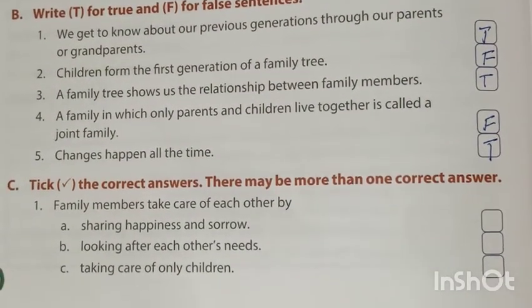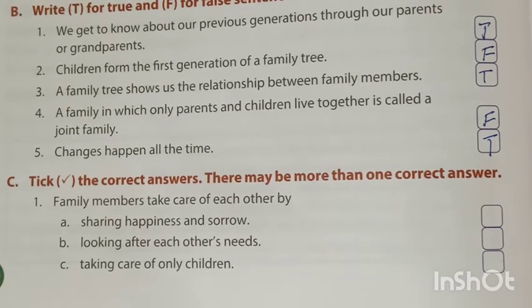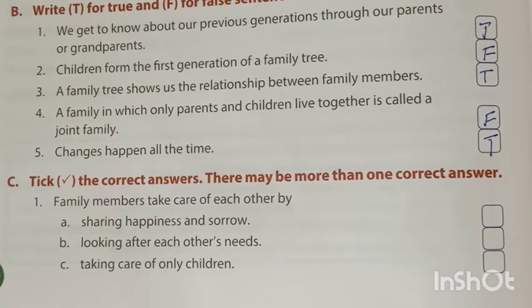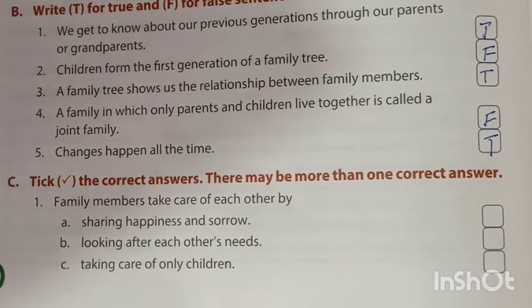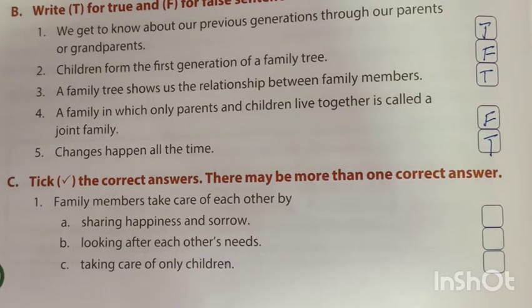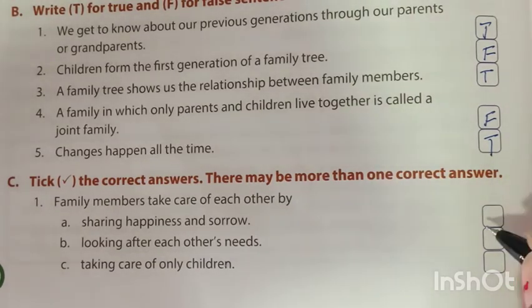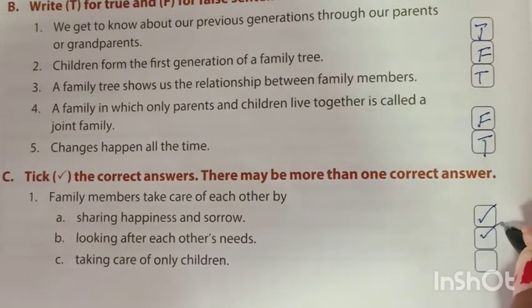Next is, tick the correct answers. There may be more than one correct answer. Family members take care of each other by sharing happiness and sorrow. Second is looking after each other's needs. Third is taking care for children. So it is A and B. So we'll take A and B.